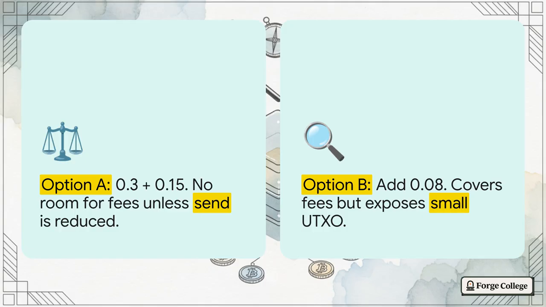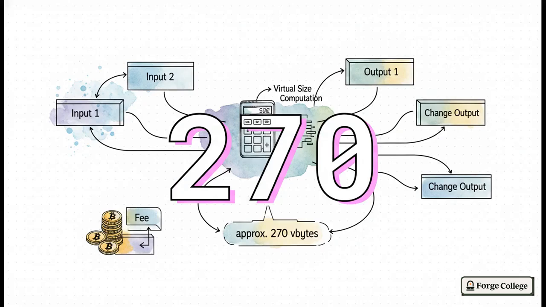Option B covers the fees beautifully by tapping into the 3rd UTXO, but completely exposes that small 0.08 balance to the public ledger forever while also inflating our byte size. So what's the optimal path here? Let's say we choose the leaner 2-input approach. Why? Well, because we highly value our privacy.